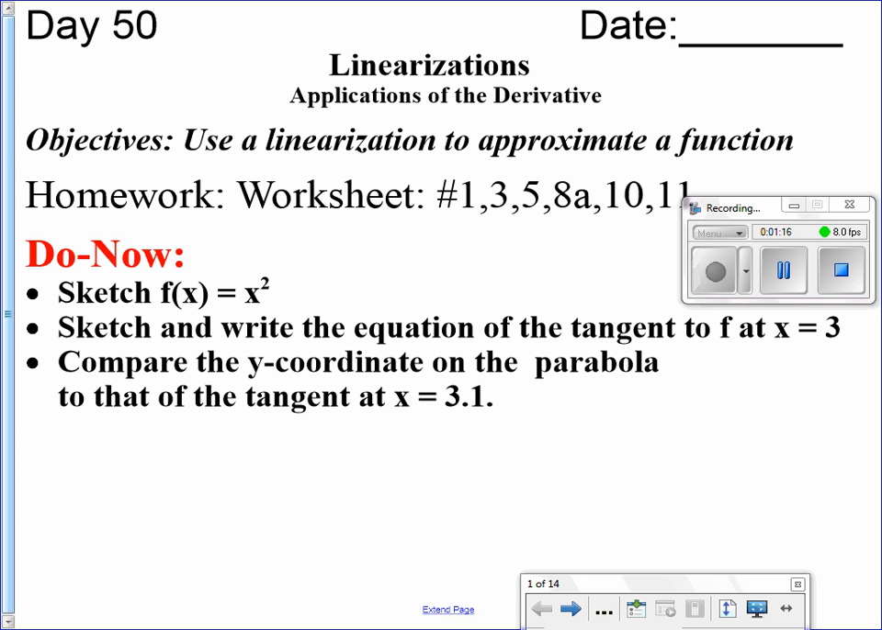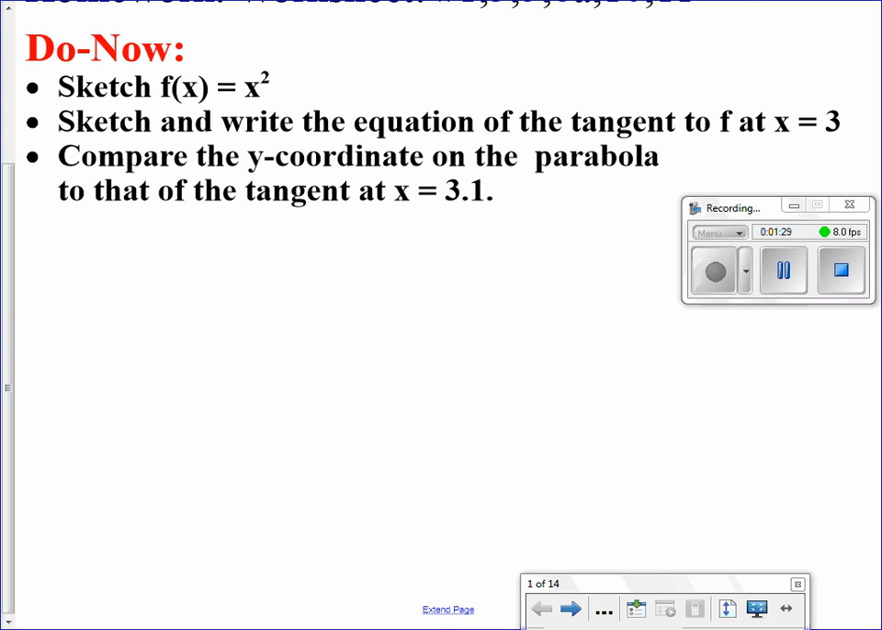But today's do now is really a summary of the lesson. So please do your best job, because if you understand the do now, you really will understand a big part of the lesson. So let me be very clear what I want you to do. I want you to sketch y equals x squared. You know what that looks like, right? Yeah, it's a parabola. Then I want you to go to your parabola and draw the tangent line for the parabola at x equals 3 and write an equation for the tangent line.